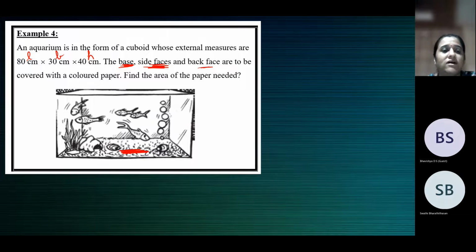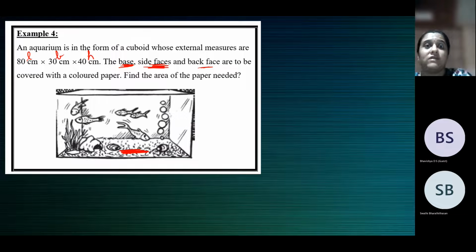Because if you cover all the faces of the aquarium with colored paper, then you cannot look through the aquarium at all. You cannot see the fish in the aquarium. So the front face and the top face are not covered with paper. The base, that is one face, the two side faces, and the back face, four faces in all, are covered with colored paper. Find the area of paper needed. So now you'll have to find the areas of the surfaces separately.